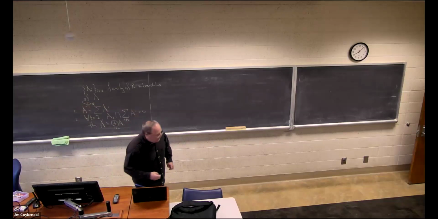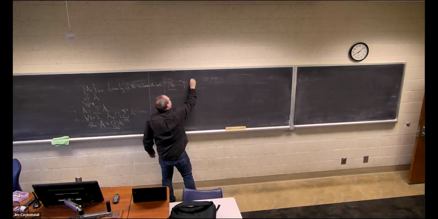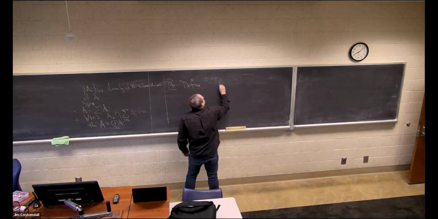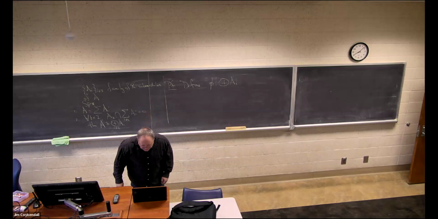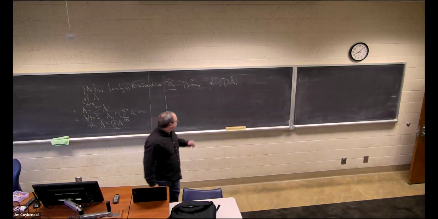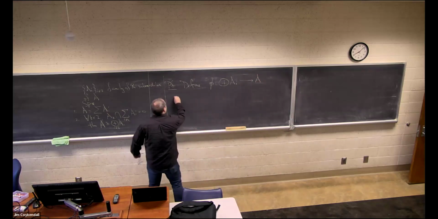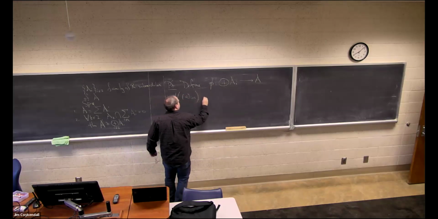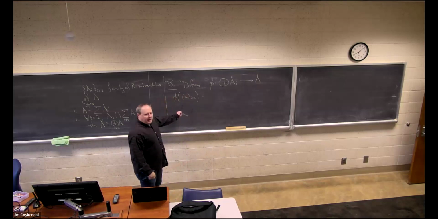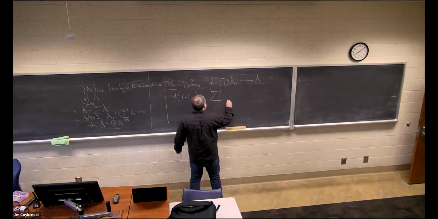So let's prove this. So we'll define, okay, my input is going to be some element of the direct sum of A_i. So my output has to be something in A. And so you know what I'm gonna do? I'm gonna do something very naive. I'm just gonna do this.